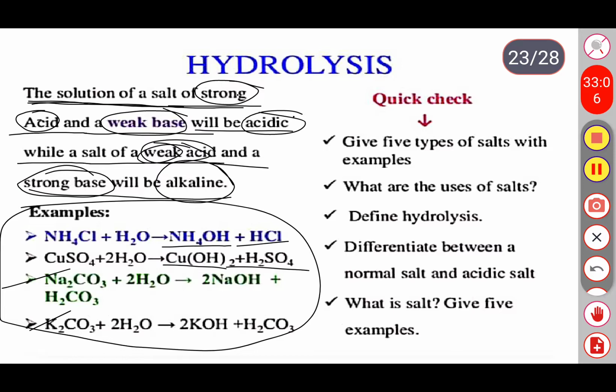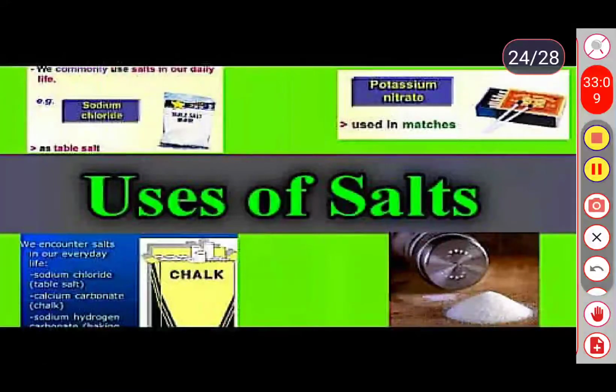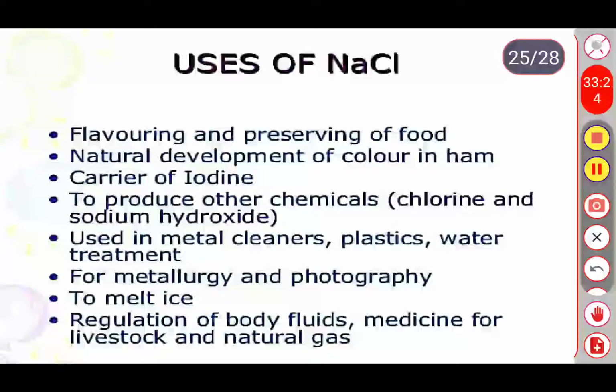Next one, uses of the salts. What is the main purpose of salt? Why are salts important in our day-to-day life? See the first one, we have different kinds of salts, whether it may be sodium chloride, sodium carbonate, sodium bicarbonate, potassium nitrate, copper sulfate, or potassium alum. So these are some of the salts we are using in our day-to-day lives.